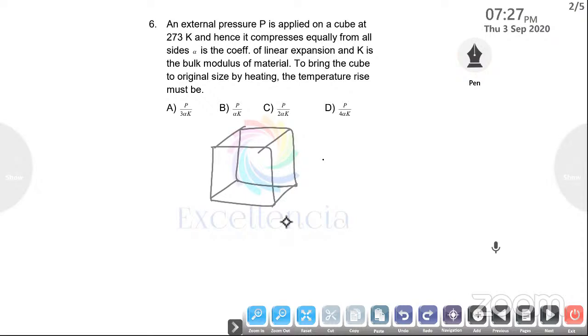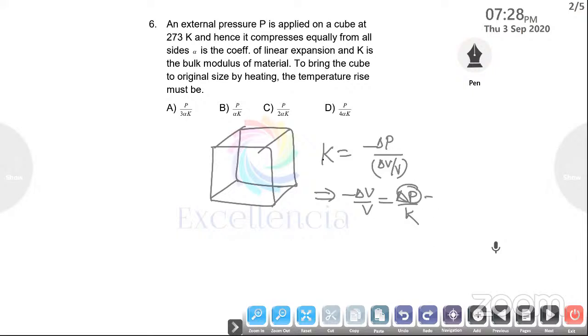Here it is given that the bulk modulus of this one is K. We know the bulk modulus is equal to minus delta P by delta V by V. So from here we can say minus delta V by V is equal to delta P by K. This is what we can say, right? Here delta P is the pressure. Here it is given external pressure applied.